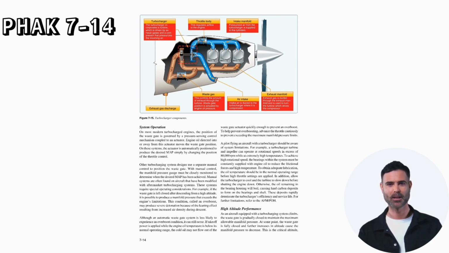For example, a turbocharger turbine and impeller can operate at rotational speeds in excess of 80,000 RPM while at extremely high temperatures. To achieve high rotational speed, the bearings within the system must be constantly supplied with engine oil to reduce the frictional forces and high temperature. To obtain adequate lubrication, the oil temperature should be in the normal operating range before high throttle settings are applied.